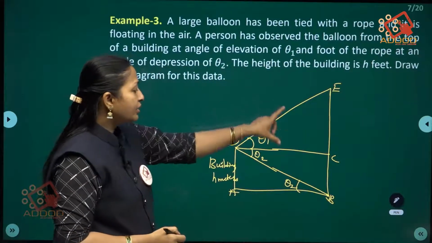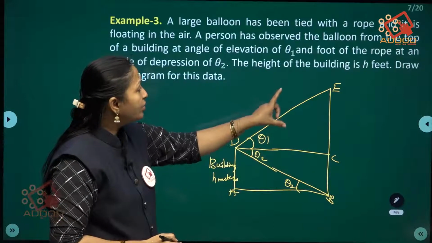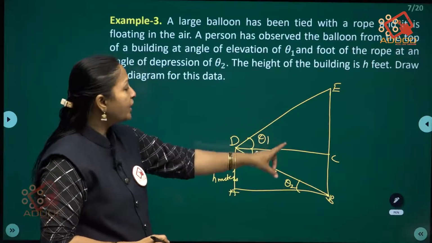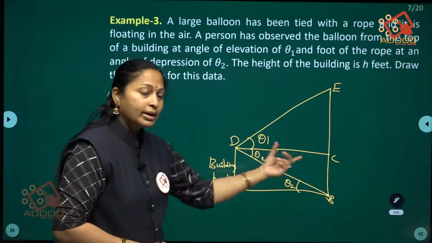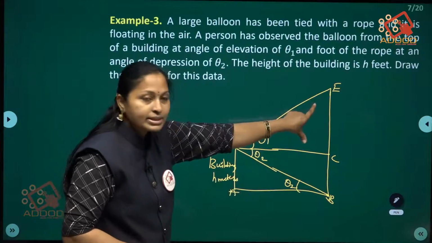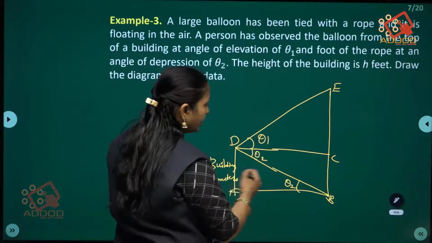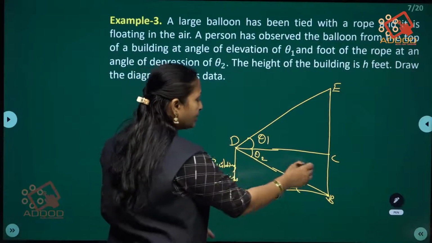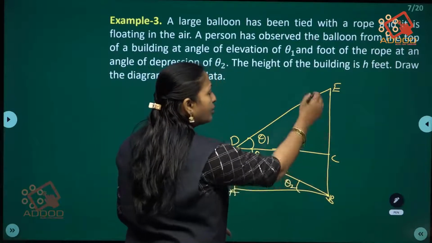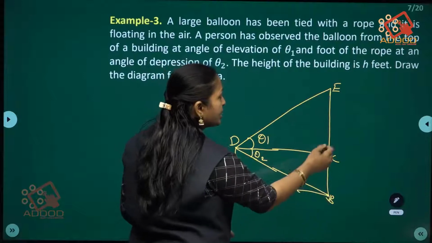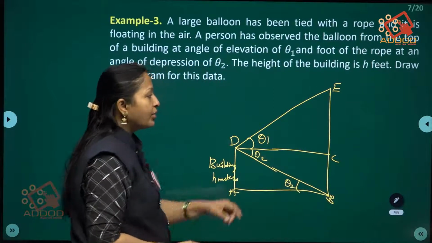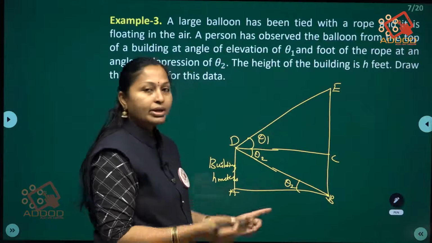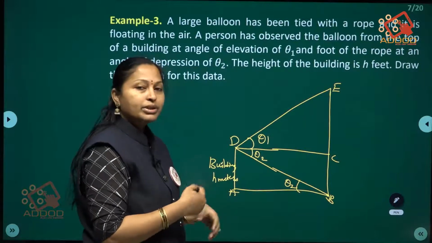So when you are observing, the length of the balloon along with the rope is the length of the building plus CE, because it is a rectangle. In a rectangle, opposite sides are equal. So AD is equal to BC. So the length of the balloon with the rope is BC plus CE. So if we are able to find CE, we can find the length of the balloon with the rope.